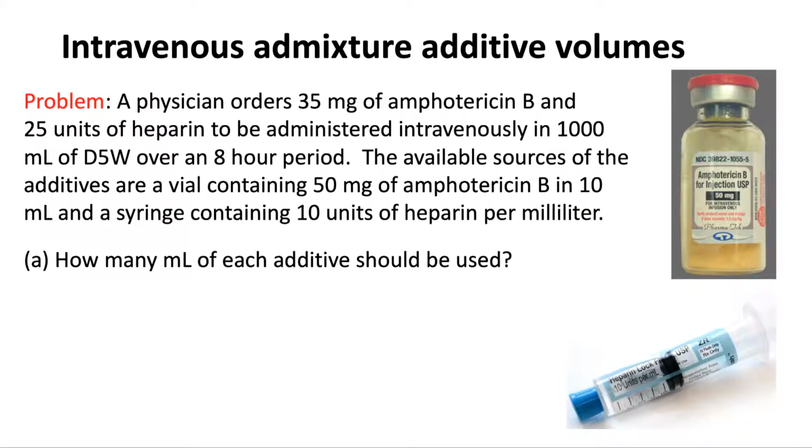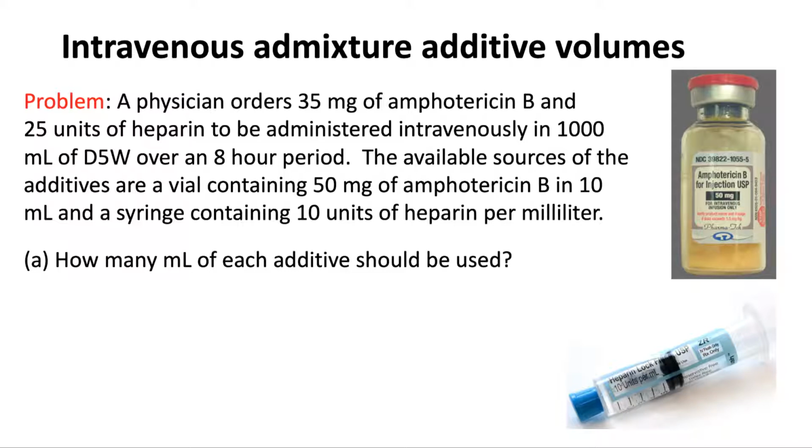All right, let's look at our next question, which finally involves a drug, which is always more exciting. So the problem reads, a physician orders 35 milligrams of amphotericin B and 25 units of heparin to be administered intravenously in 1,000 milliliters of D5W, and that volume to be administered over an 8-hour period. Now, the sources of the additives are a vial that contains 50 milligrams of amphotericin B in 10 milliliters, and a syringe containing 10 units of heparin per milliliter.